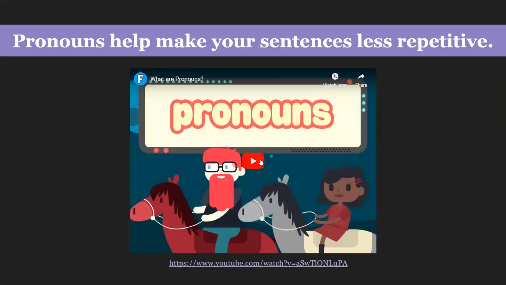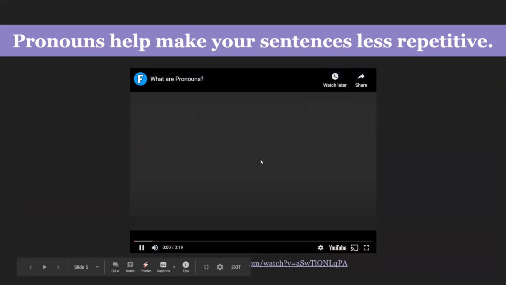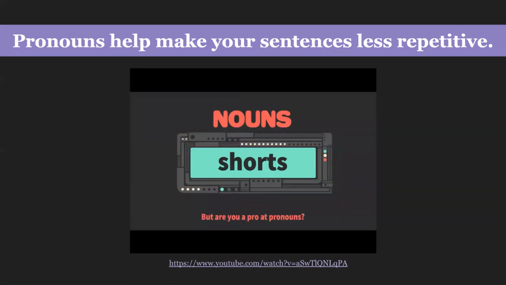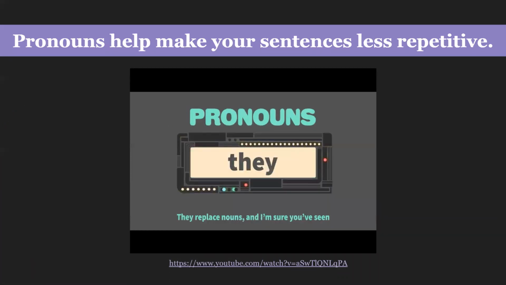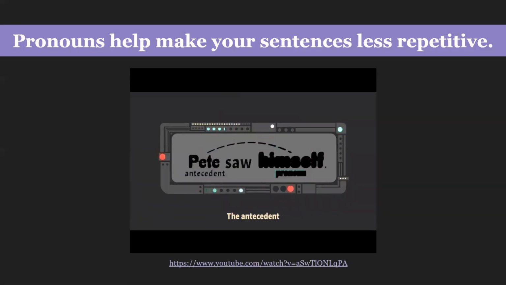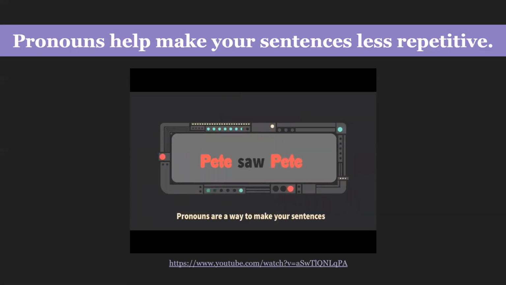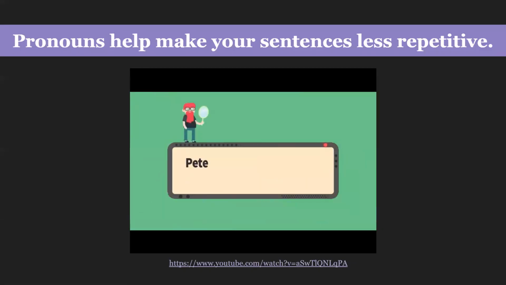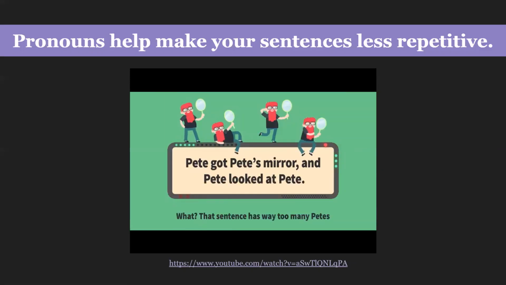Now we have some vocabulary to go over pronouns. Vocabulary. I know you know nouns, but are you a pro at pronouns? They replace nouns, and I'm sure you've seen pronouns like me, her, you, and we. A pronoun must be in agreement with the word it replaces, the antecedent. Pronouns are a way to make your sentences less repetitive. If you say Pete got Pete's mirror and Pete looked at Pete, what? That sentence has way too many Petes.